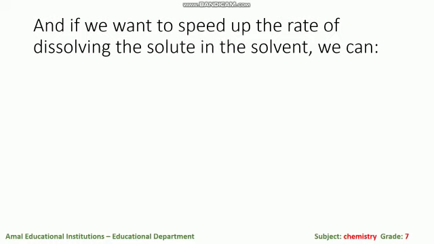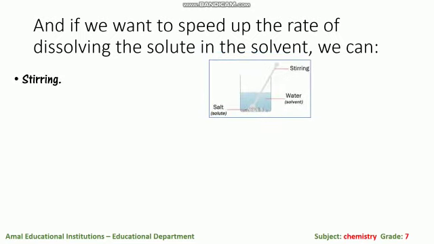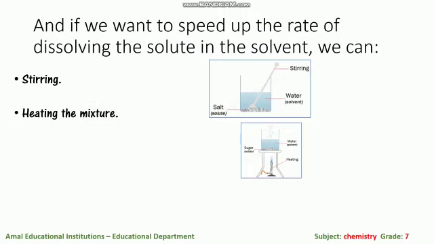And also we want to review, if I want to speed up the rate of dissolving, if I want to make the solute dissolve faster in the solvent, I can do it in three ways. First way, stirring. If I stir the mixture well, the solute will dissolve faster. And heating. If I heat the solution, the solute will also dissolve faster.